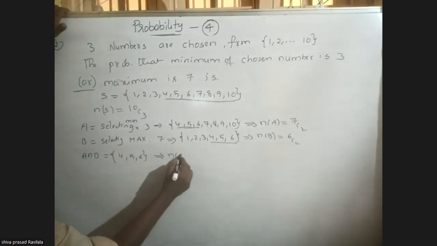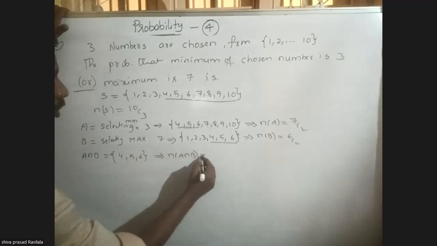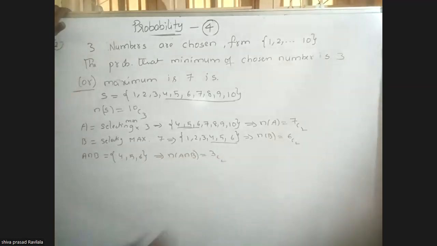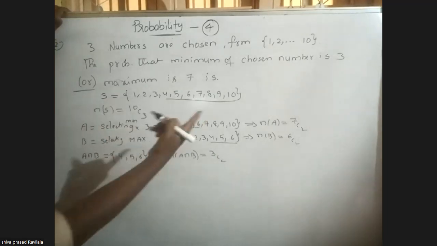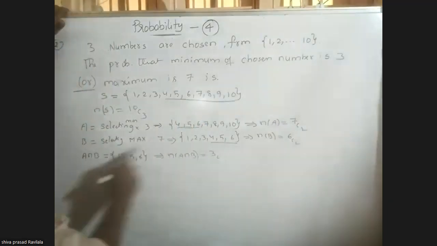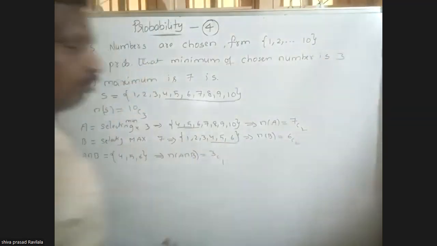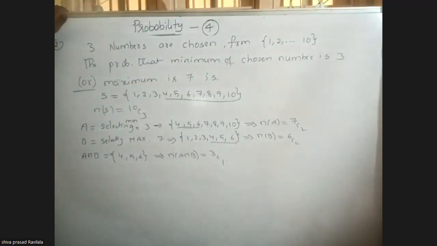Therefore, N of A intersection B is equal to: you select the two numbers from these. This is equal to 3C1, one from A and one from this one. Of course, 3C2 is equal to 3C1. Both are the same, nCr is equal to nCn minus r. But write down 3C1. In this case only that is equal.